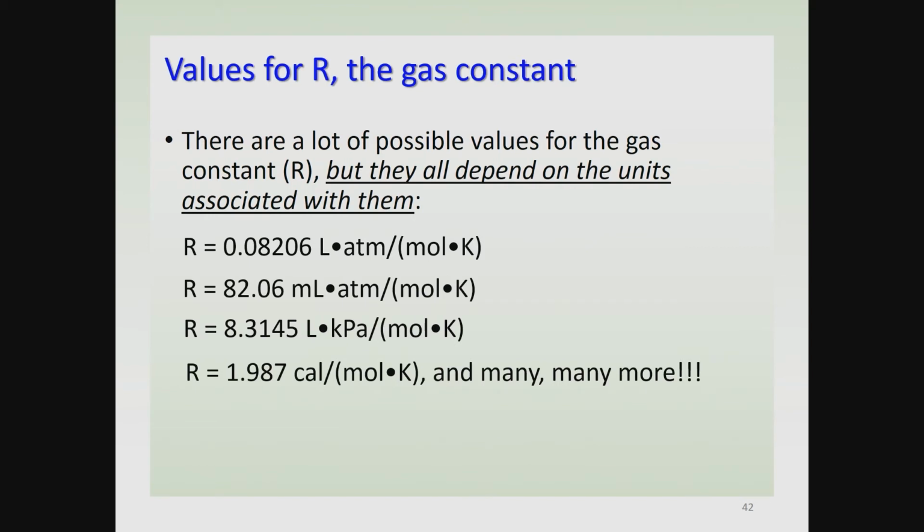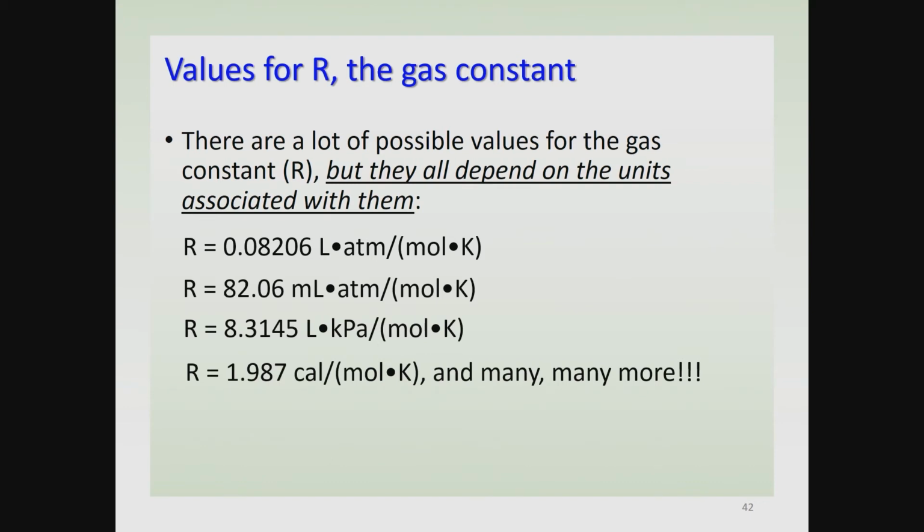So for example, if you're given a volume in liters, a pressure in atmospheres, moles, and a temperature in Kelvin, R would be equal to 0.08206. However, if you were given a volume not in liters but in milliliters, with atmospheres and Kelvin, then R would be a different value. It would be 82.06. Instead of pressure in atmospheres, you might have it in a different unit like kilopascals, and then R changes its value again.